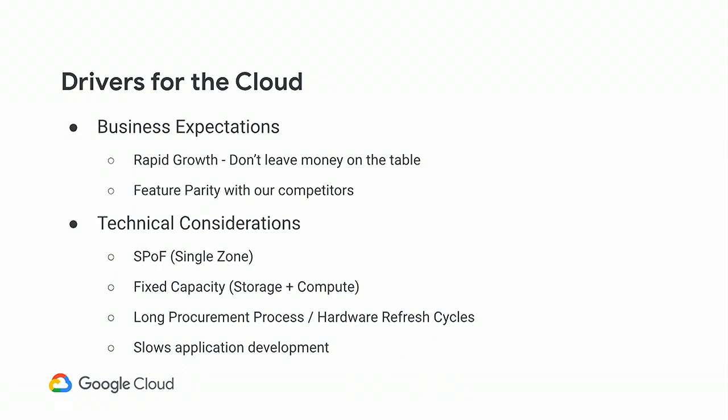And finally, having that fixed capacity, single point of failure, and that long procurement process where we're trying to get updated hardware in place, it does slow down the application development process. Ideally, you want to decouple infrastructure from application development.